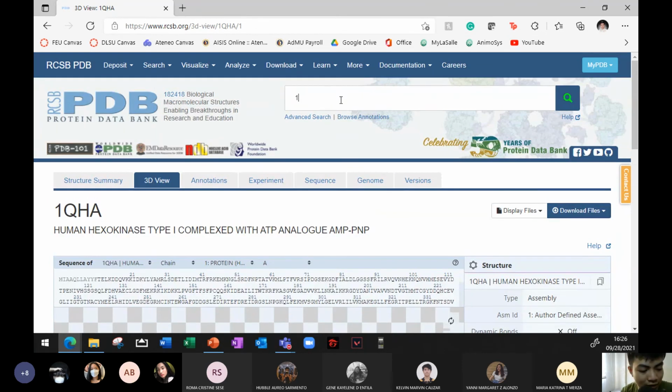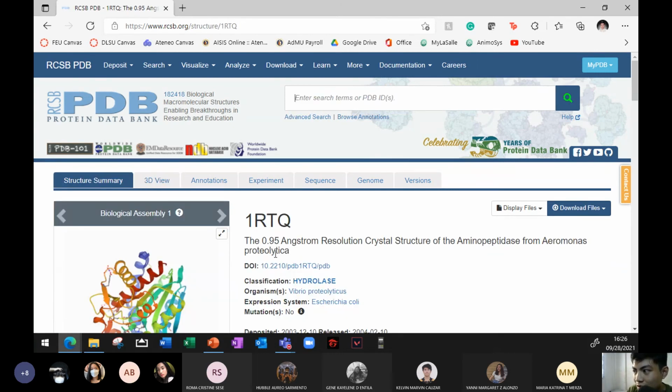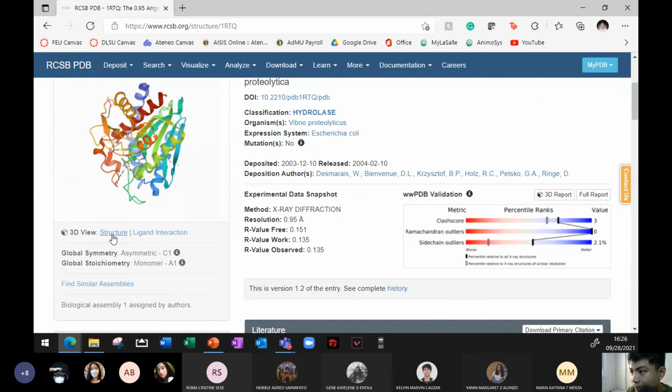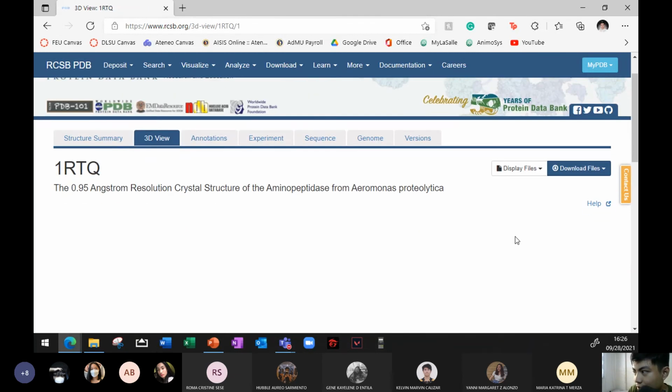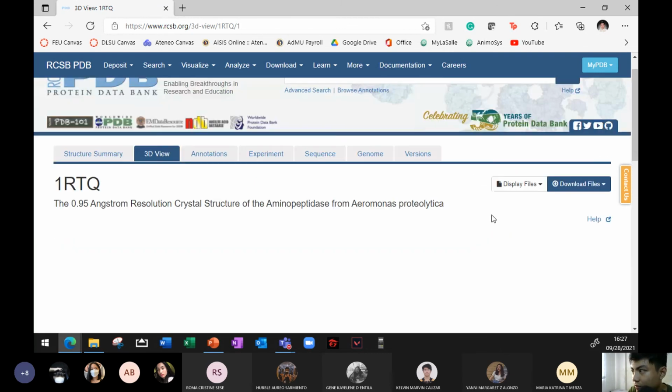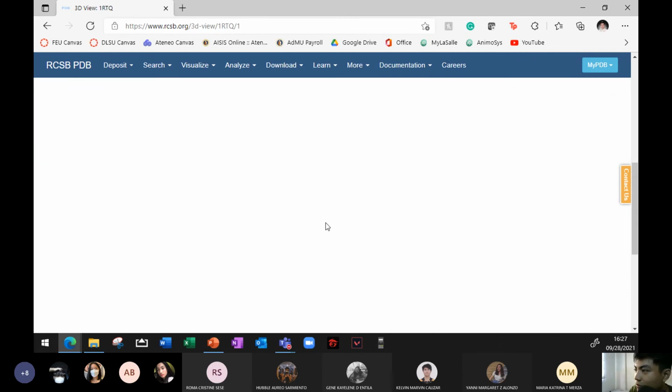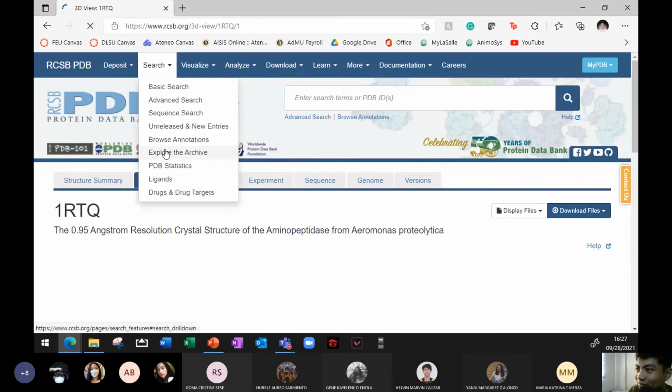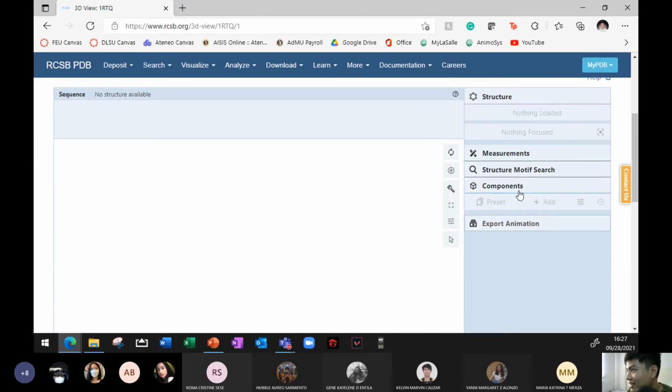Okay. So, let's try 1 RTQ na lang. We have 4 minutes pa naman. So, pakita ko sa inyo yung itsura ng surface ng proteins. Okay. So, dito natin mapapatunayan yung sinasabi ko kanina. Okay. Na yun, yung polarities iba-iba. Wala, hindi na siya nag-load. Ayaw na niya.